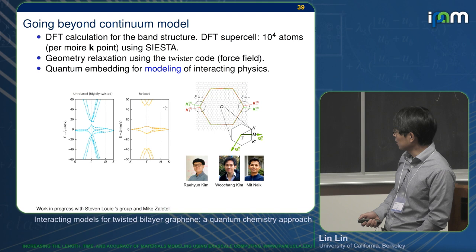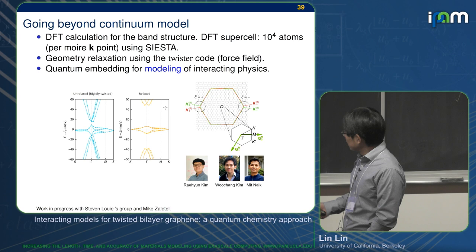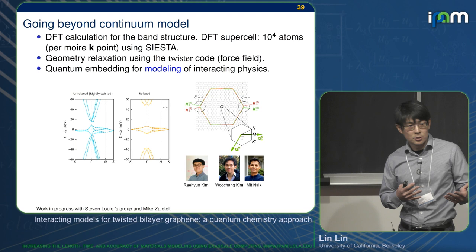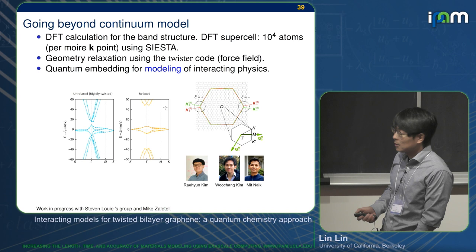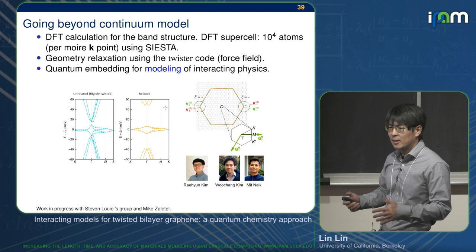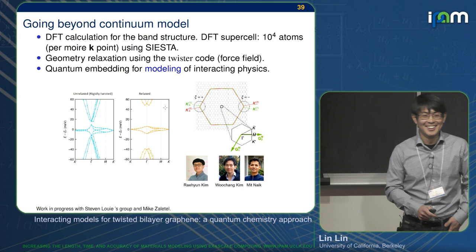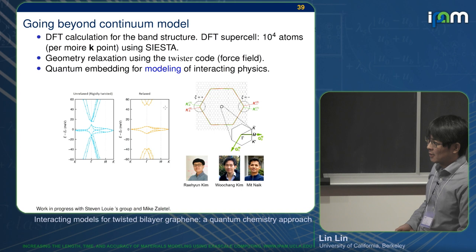Especially Wu-Chang and Mit have been doing these large-scale DFT calculations to get the band structure, not only DFT calculations, but also DFT calculations with geometry relaxation. The supercell is 10 to the 4 atoms per moiré k, which is pretty large. It depends really on the community you're talking about. For most people, that should be really large. For many experts sitting in this particular audience, that's actually not that large. So 10 to the 4 atoms per moiré k, done using Siesta.